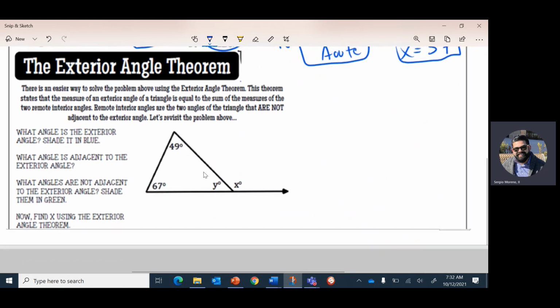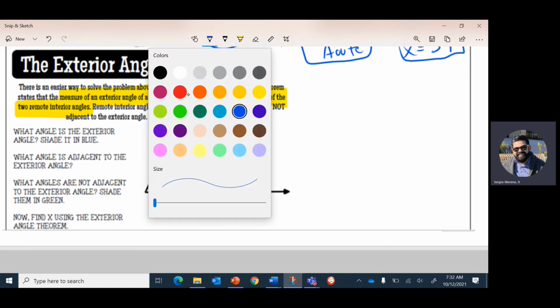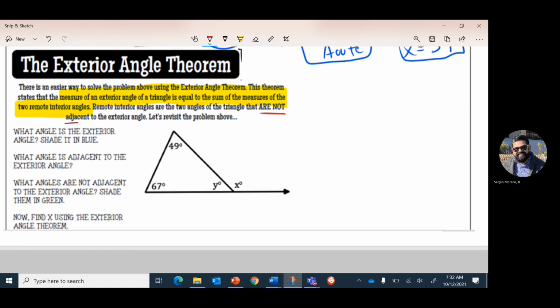All right, so the exterior angle theorem. There's an easier way to solve the problem using the exterior angle theorem. This theorem states that the measure of an exterior angle of a triangle is equal to the sum of the measures of the two remote interior angles. The remote interior angles are the two angles of the triangle that are not adjacent to the exterior angle.